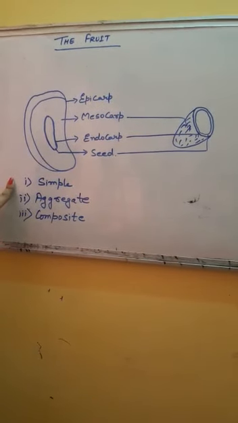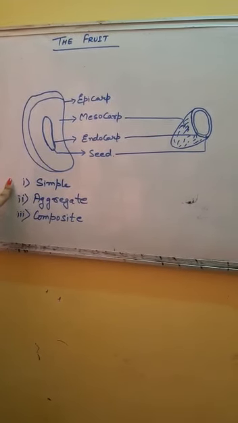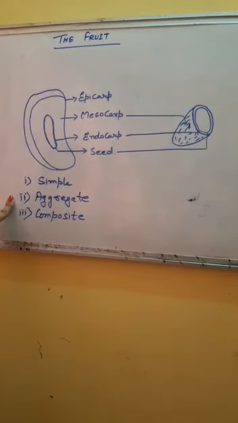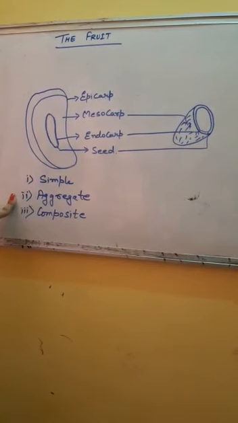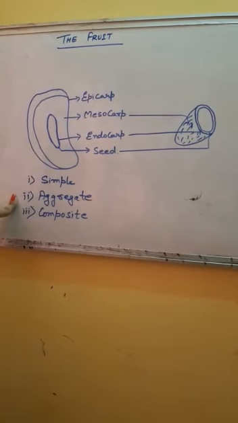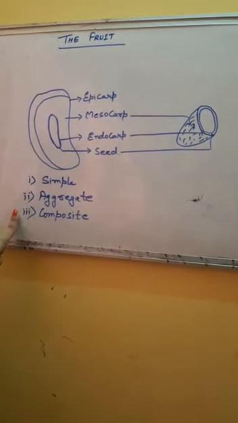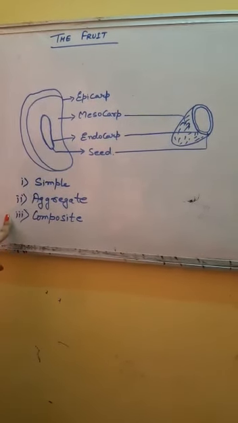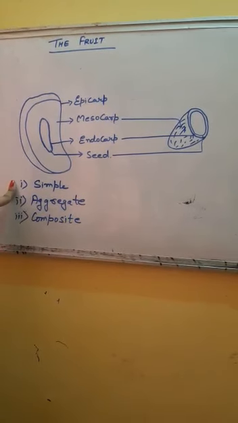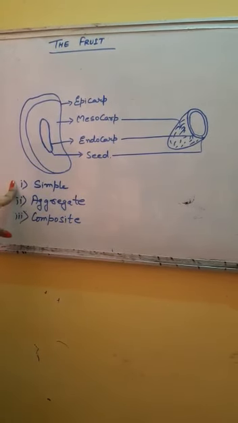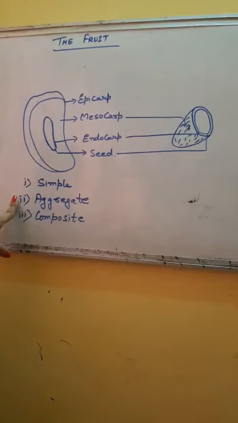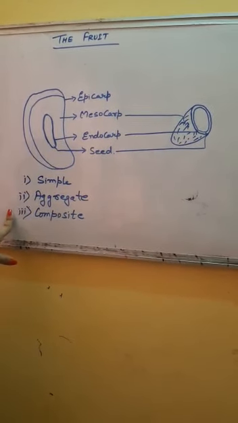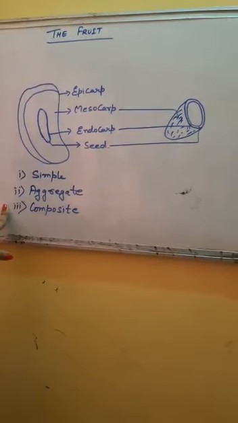So on that basis, fruits are of three types. Simple fruit, which develops from a single flower or a single carpel. Aggregate, which develops from many carpels, free. And composite, where the fruit develops from the entire inflorescence. Example of simple fruit is mango, coconut. Example of aggregate fruit is strawberry. And example of composite fruit is pineapple and jackfruit.